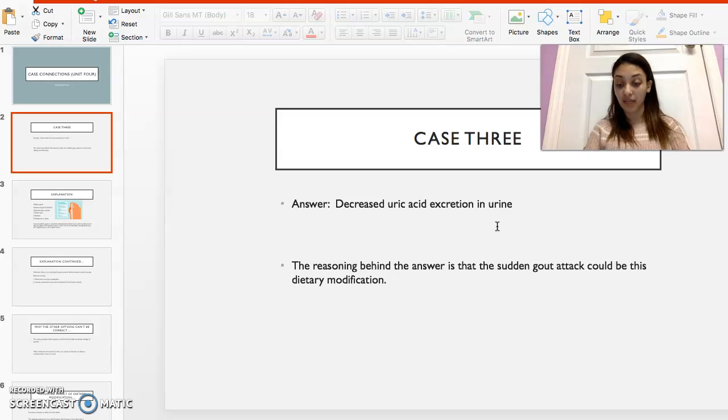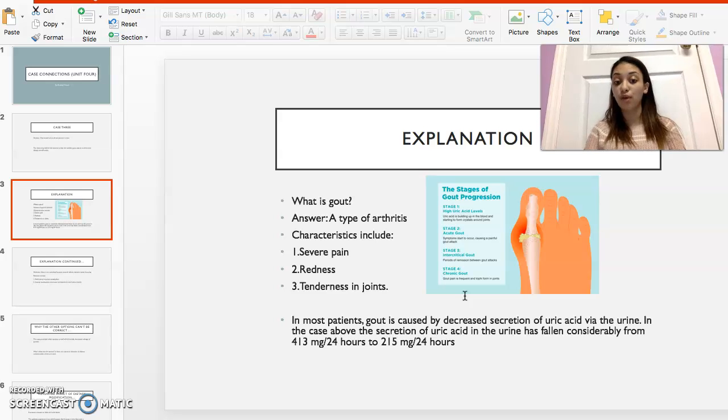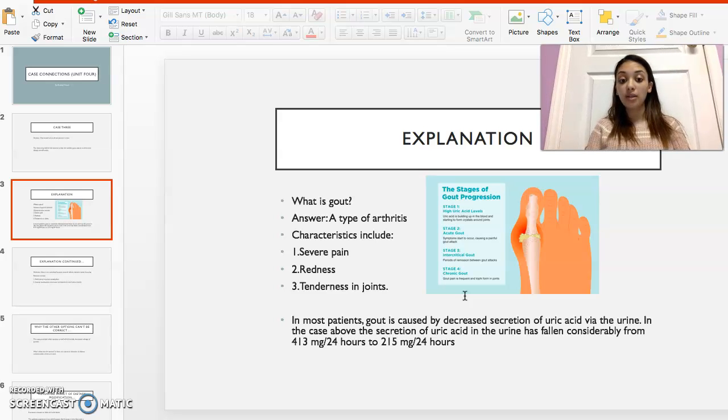a dietary modification. Now, what is gout? It's a type of arthritis, and its characteristics include severe pain, redness, and tenderness in joints, and these are the stages of gout as presented. There are 4 stages. In most patients, gout is caused by the decreased secretion of uric acid through the urine, and in the case above, the secretion of uric acid has fallen considerably from 413 in 24 hours to 215. So as I stated, almost double.